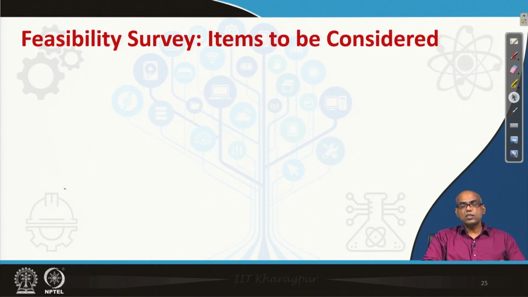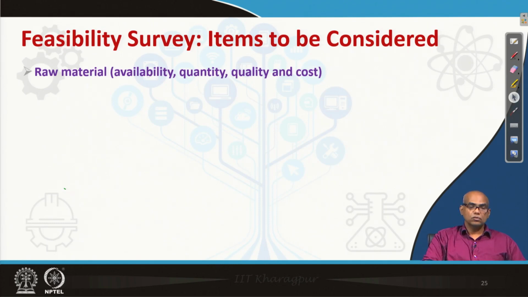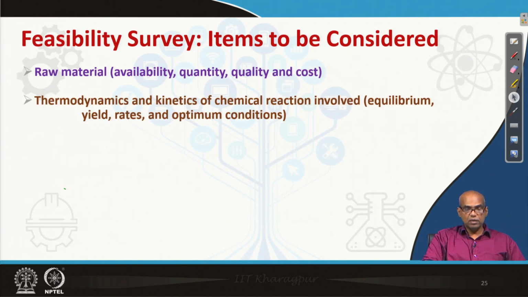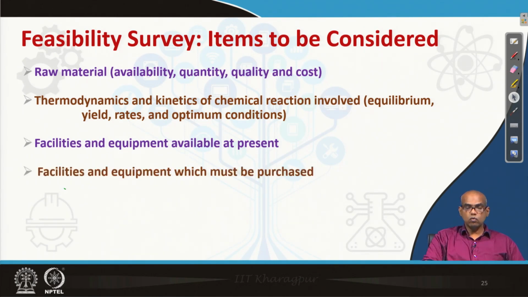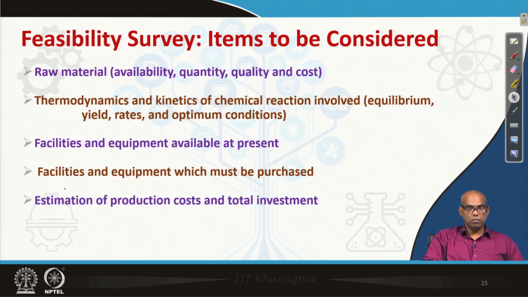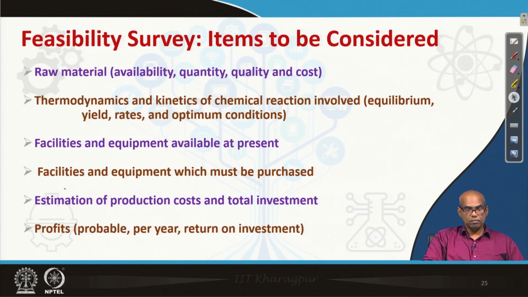So, what are the items that we must consider for the feasibility survey? Raw materials: we must consider availability, quantity, quality and cost. Thermodynamics and kinetics of the chemical reactions involved: equilibrium, yield, rates and optimum conditions. Facilities and equipment available at present, facilities and equipment which must be purchased, estimation of production cost and total investment, profits, probable profits, per year profits, return on investment, etc.